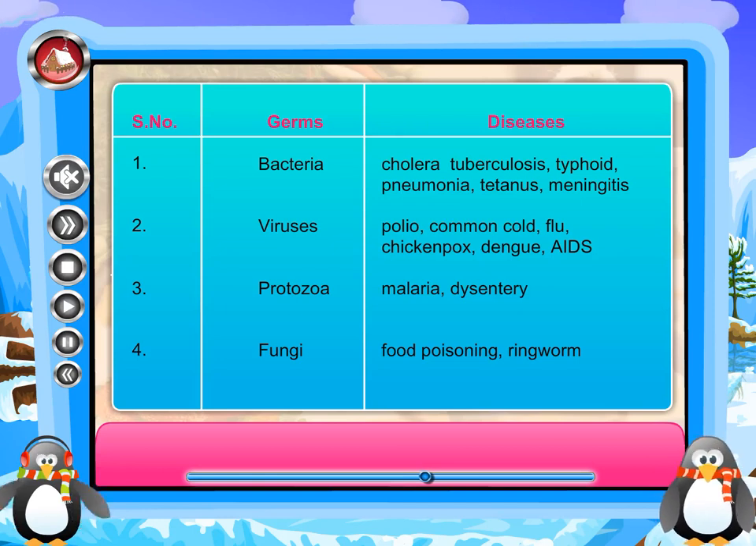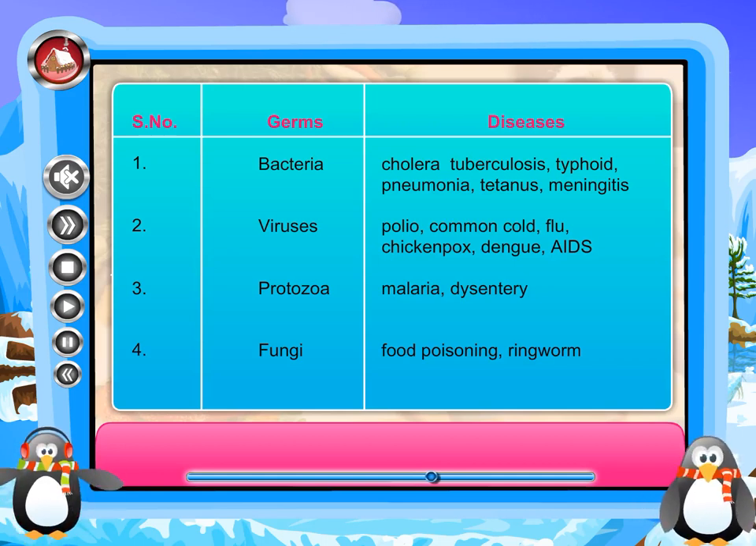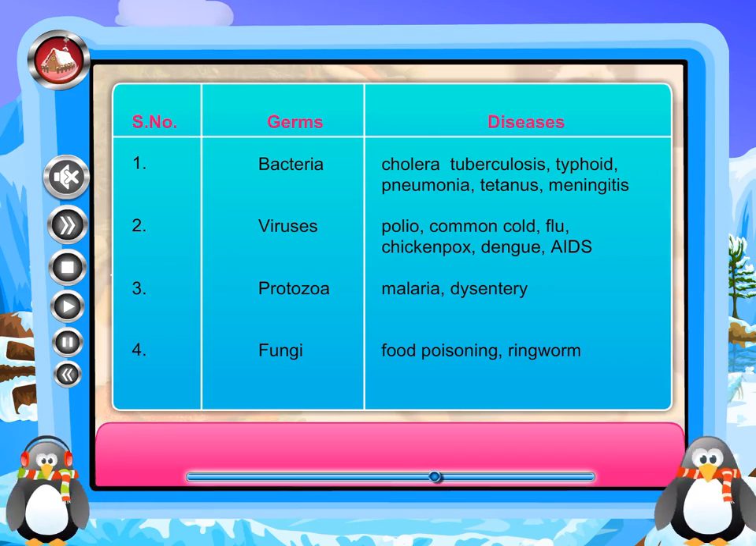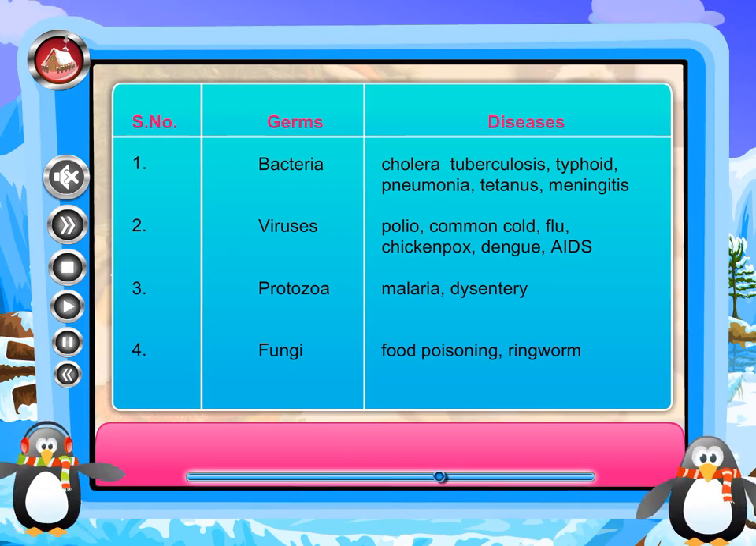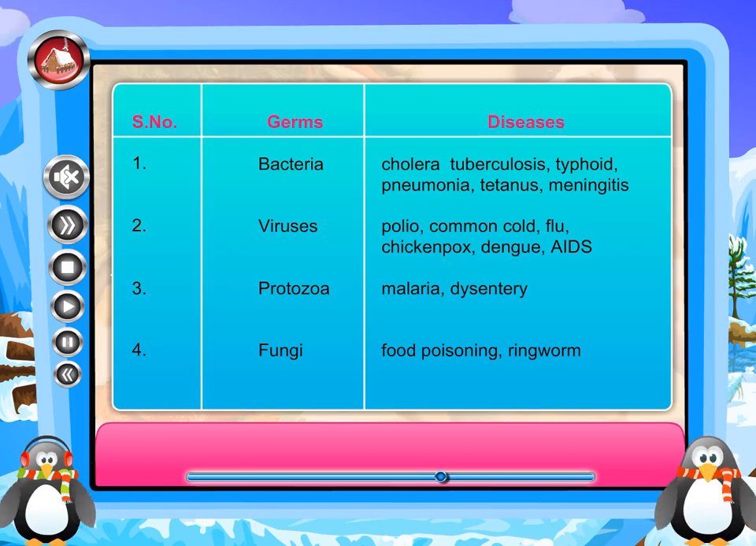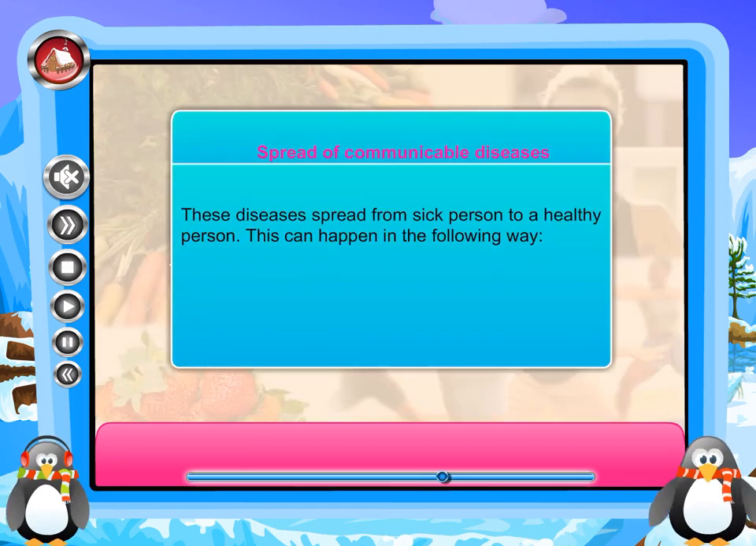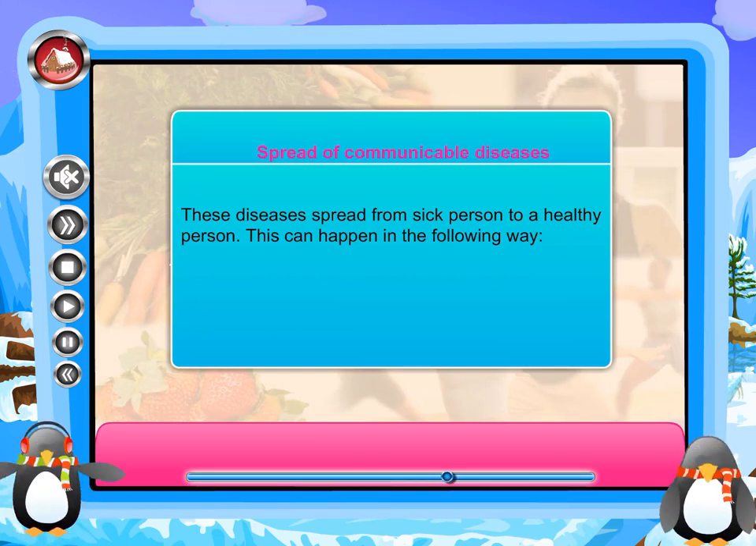2. Germs, viruses, diseases: polio, common cold, flu, chickenpox, dengue, AIDS. 3. Germs, protozoa, diseases: malaria, dysentery. 4. Germs, fungi, diseases: food poisoning, ringworm. Spread of communicable diseases. These diseases spread from a sick person to a healthy person.